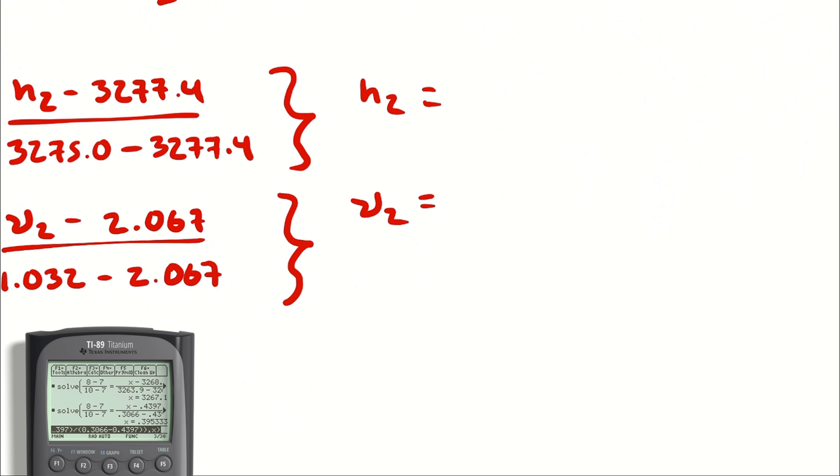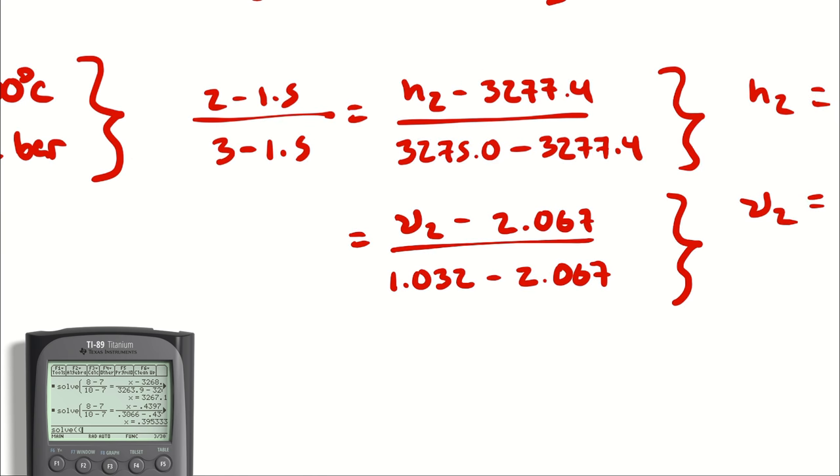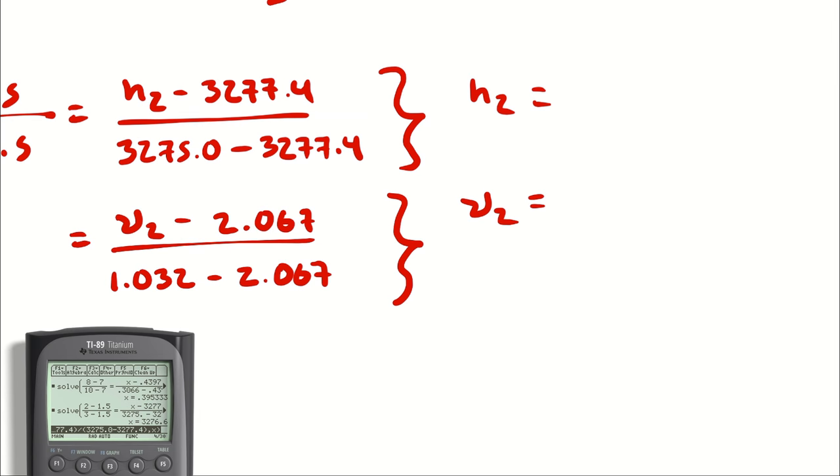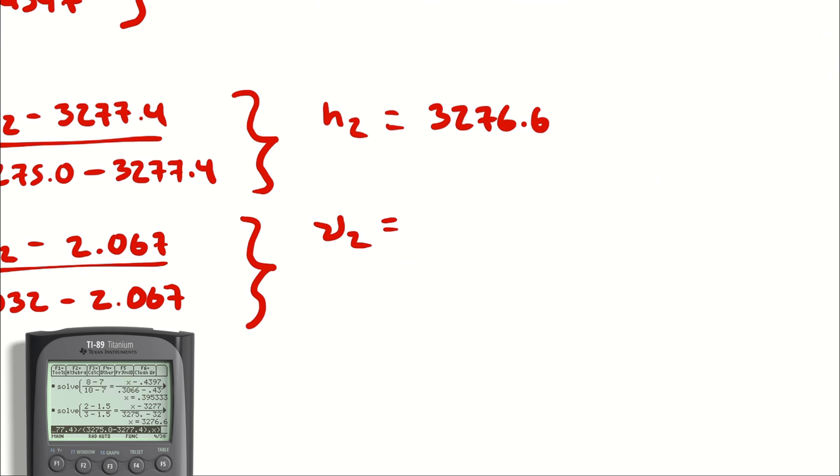So I will start with the same solve function as earlier. And I will say (2 minus 1.5) divided by (3 minus 1.5) is equal to the thing that we're solving for, minus 3277.4, divided by (3275.0 minus 3277.4). We're solving for x. So H2 is going to be 3276.6 kilojoules per kilogram.